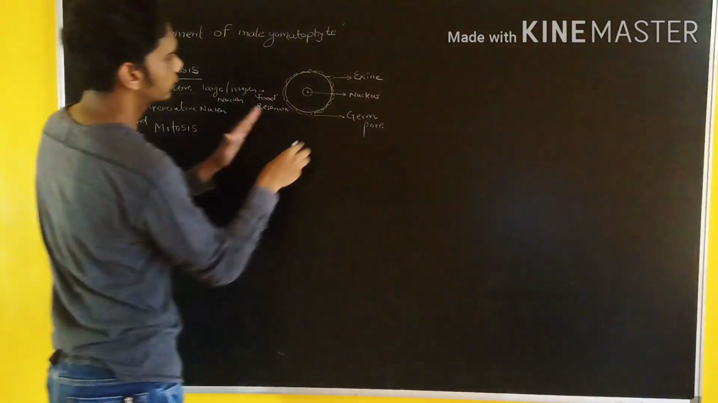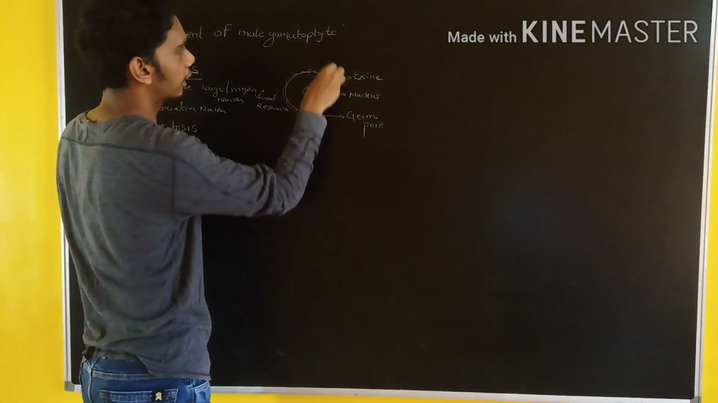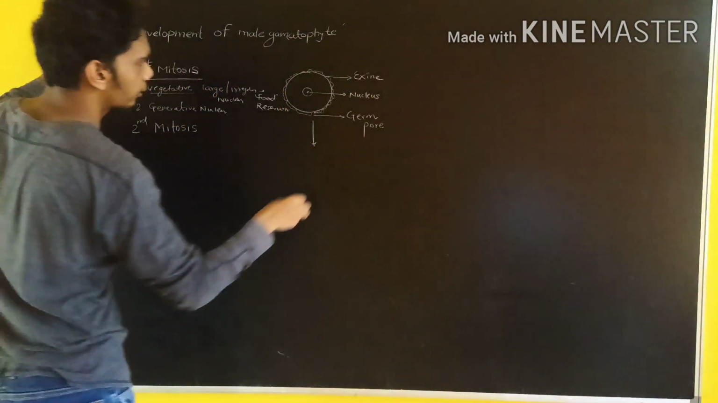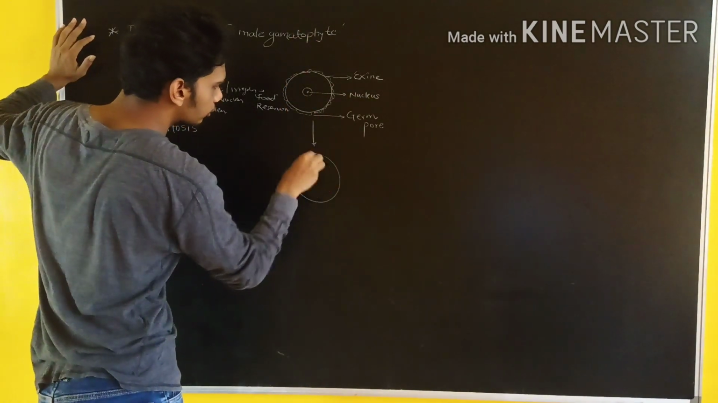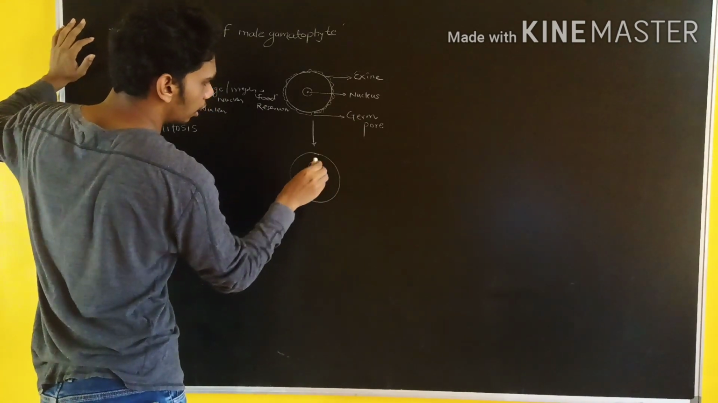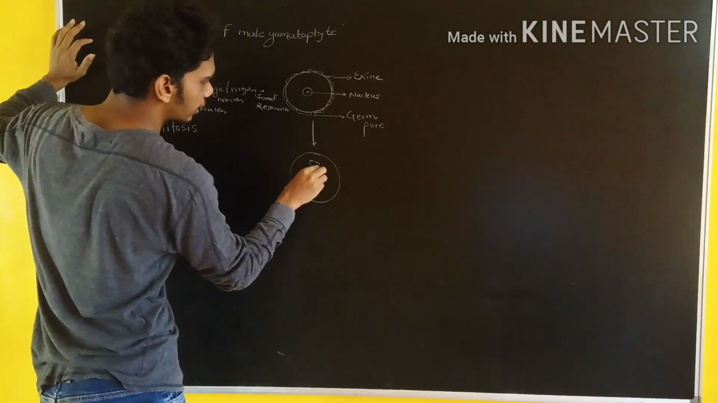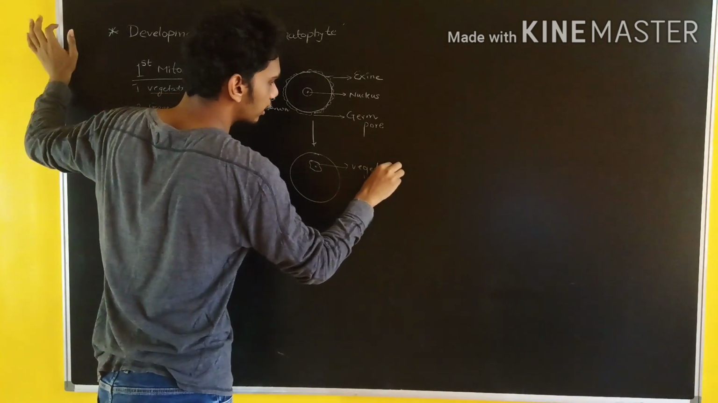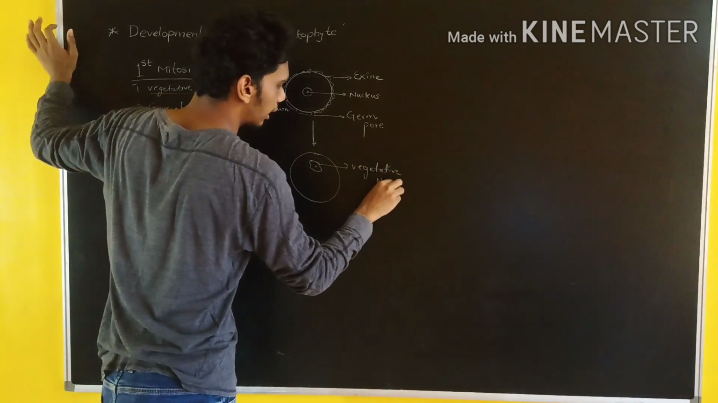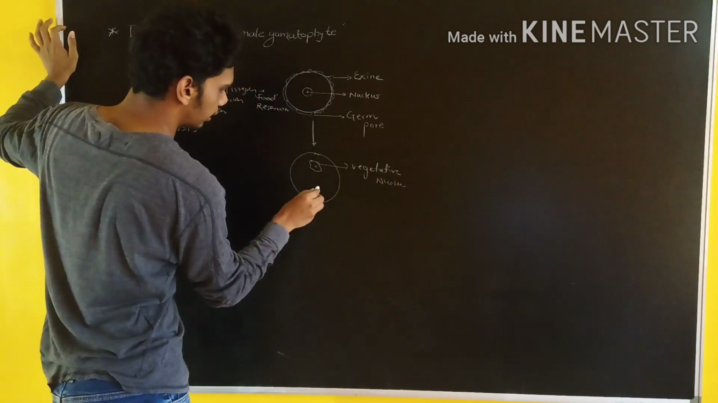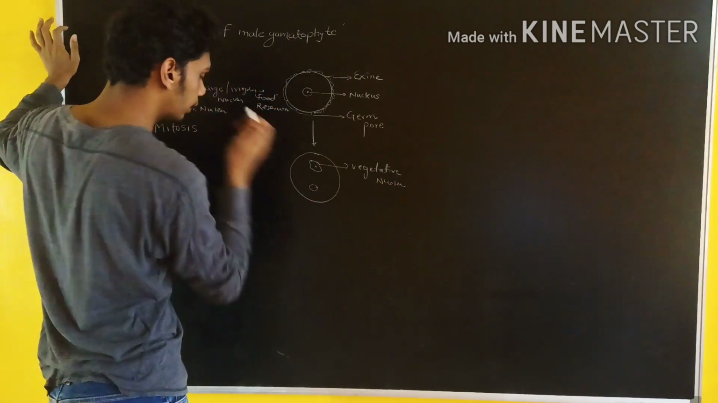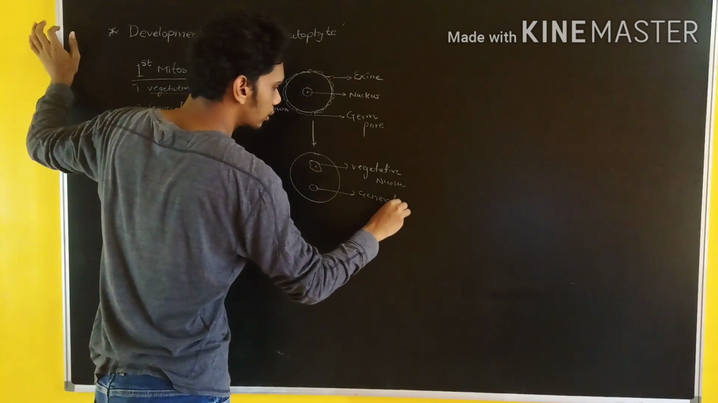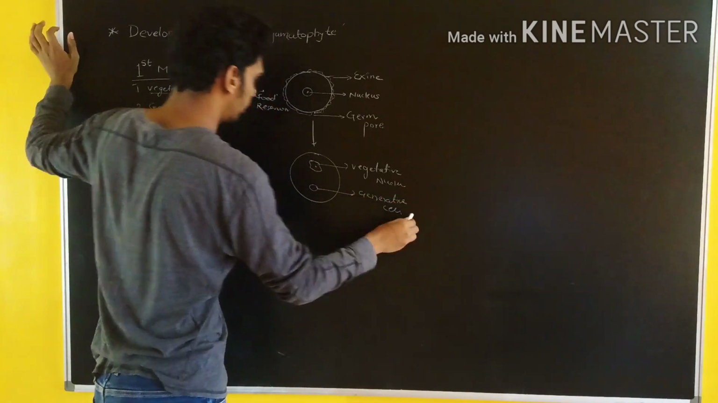Okay, so see, this is the structure of the pollen grain. This is the exine, and the middle nucleus undergoes the first mitotic division, which leads to the formation of a vegetative nucleus, which is the large one, and another small one, which is the generative nucleus, or generative cell, we can say.